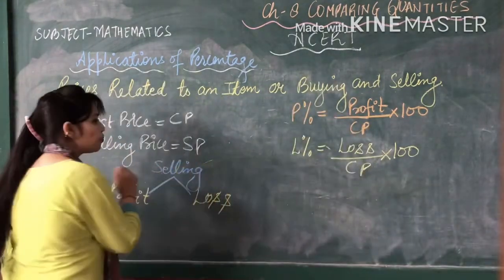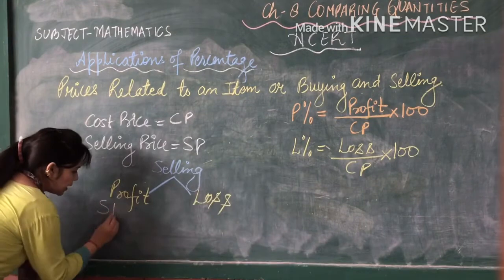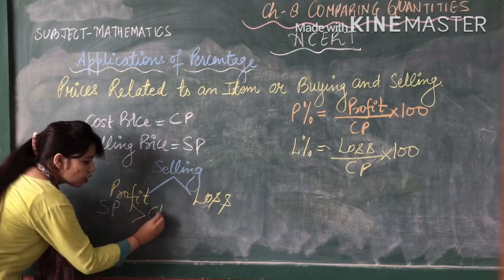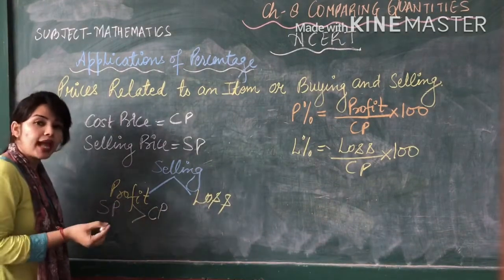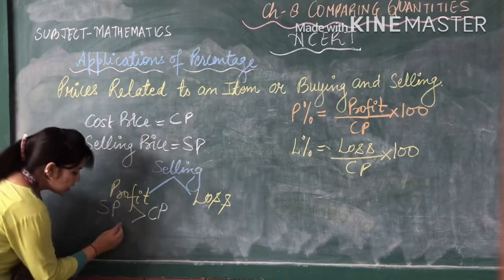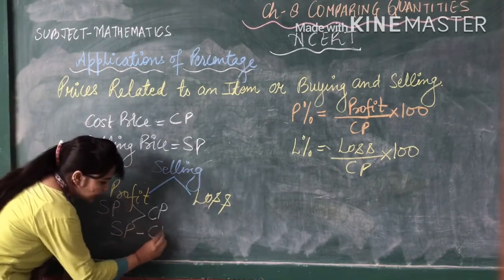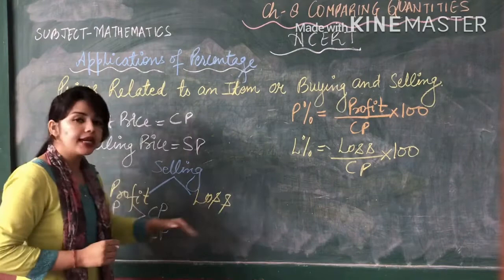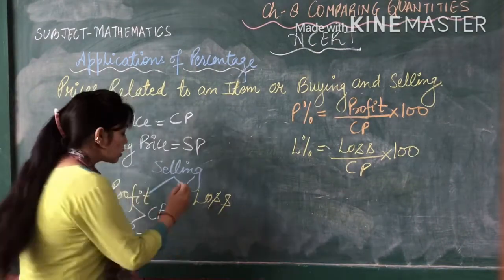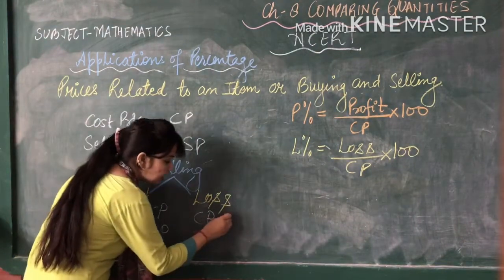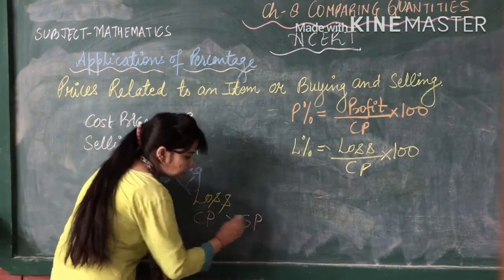So, to have profit, the selling price should be more than the cost price. And how will you calculate how much profit you have got? Just subtract selling price and cost price. Now, in case of loss, the cost price is greater than the selling price.